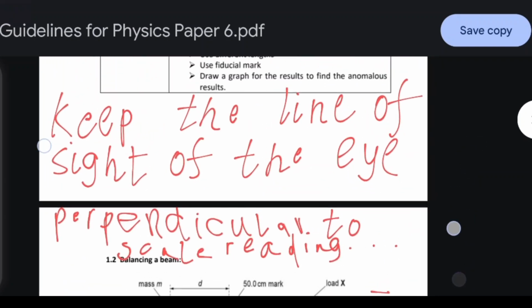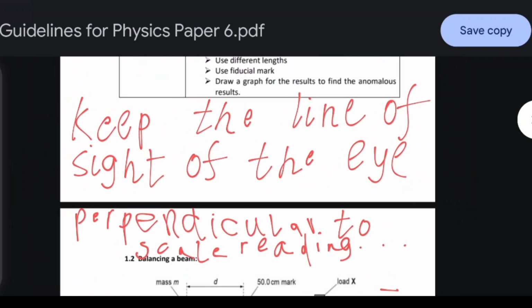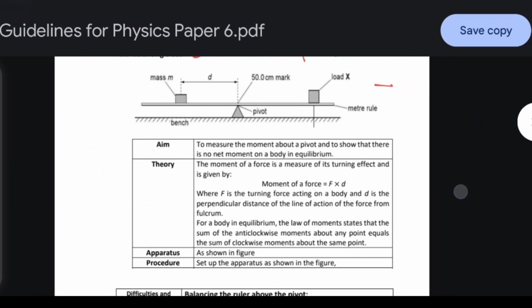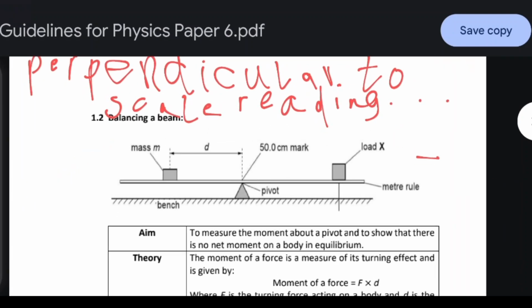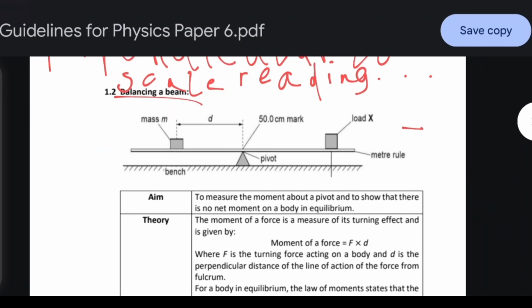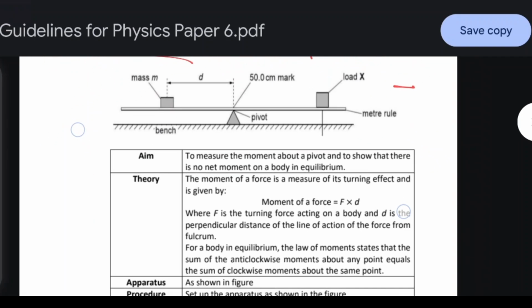Next experiment. Remember this: keep the line of sight of the eye perpendicular to the scale reading to avoid parallax error. Next, balancing a beam. Let's just change the color, to have more fun. Now we are balancing a beam.